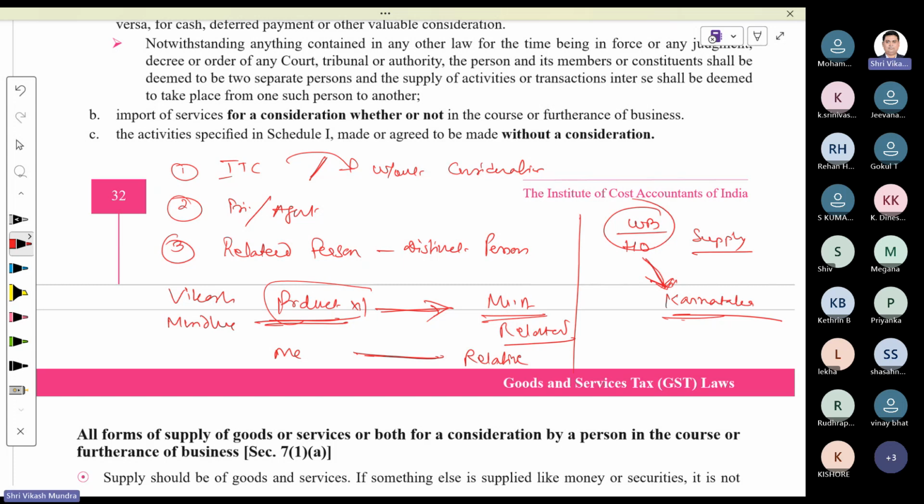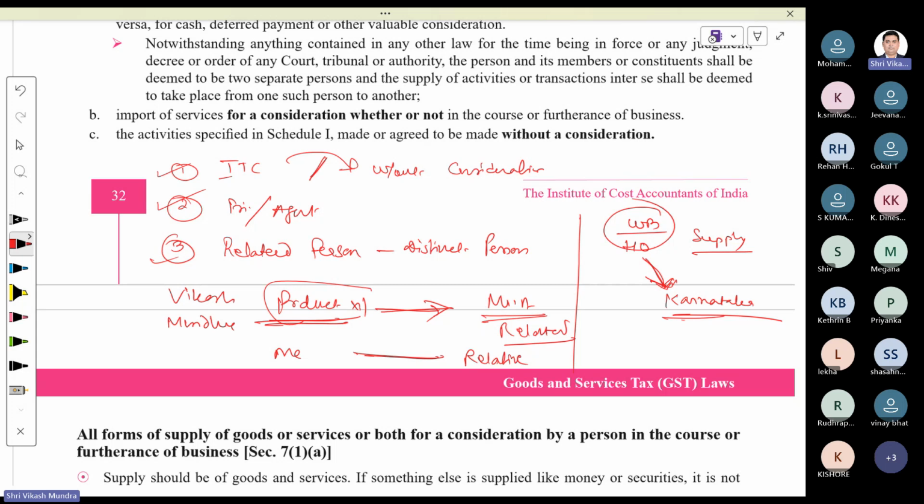But how could it be termed as supply? It does not fall in number one. It will not fall in number two. Consideration is not there. So ideally, this is not covered under the first part of the definition of supply. And then, we are not related persons. Do you think we are related persons? The answer is no.